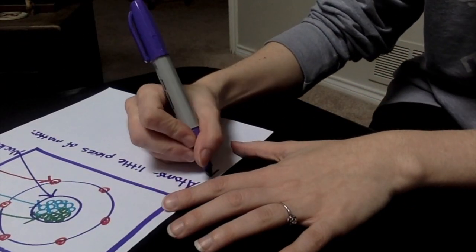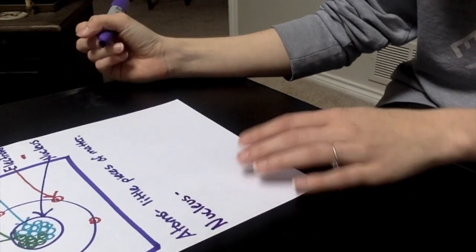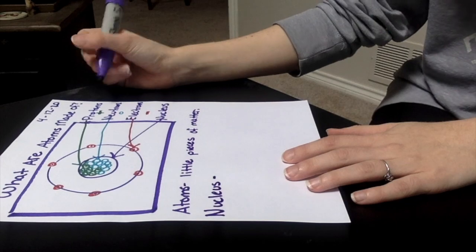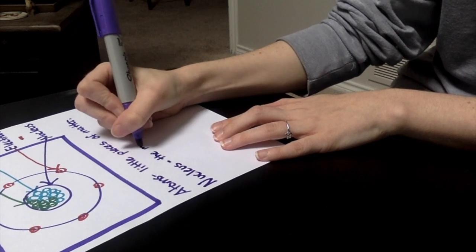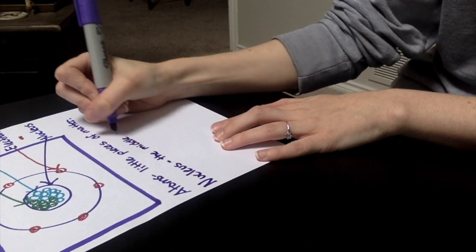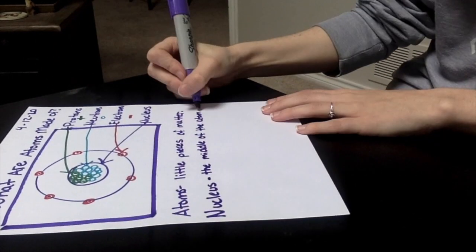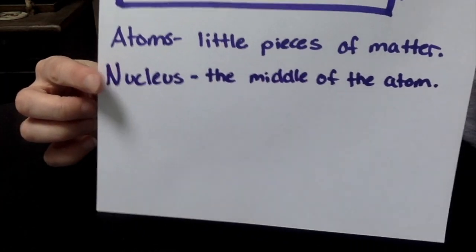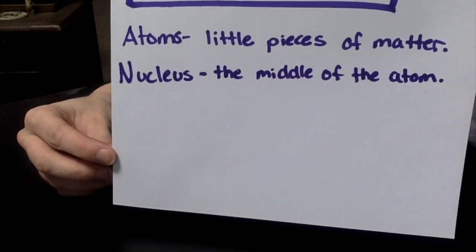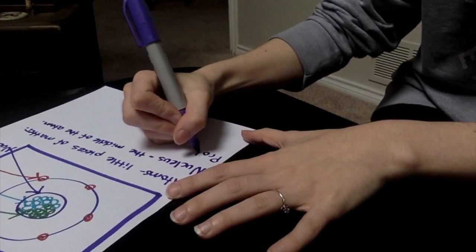The next word is nucleus. Now, we just talked about that in our picture. The nucleus was the middle of the atom. There we go. The nucleus is the middle of the atom. I'm going to go on to the next one now. I'm going to go to proton.